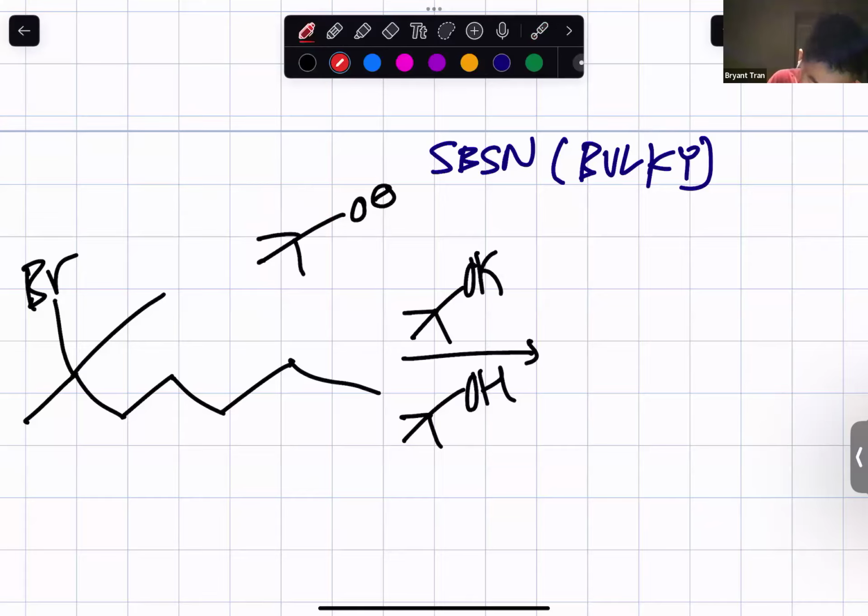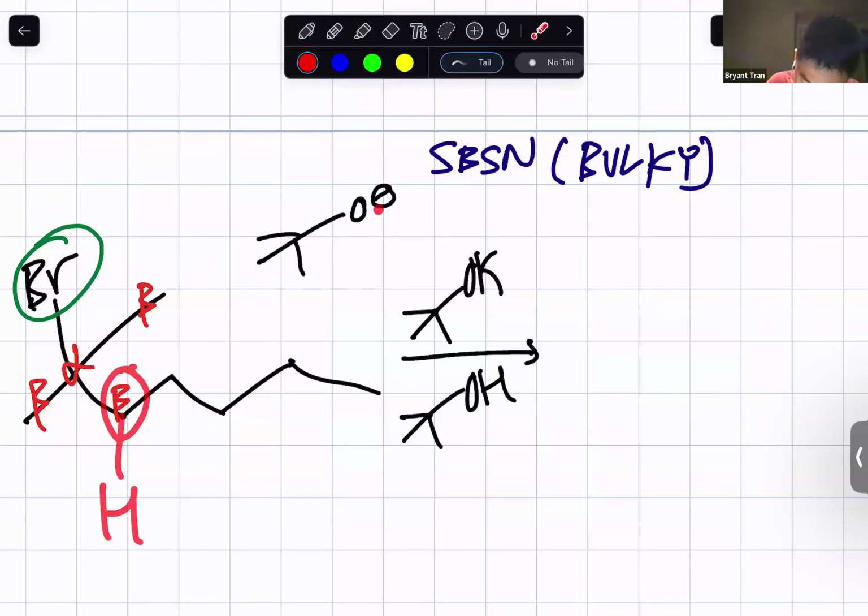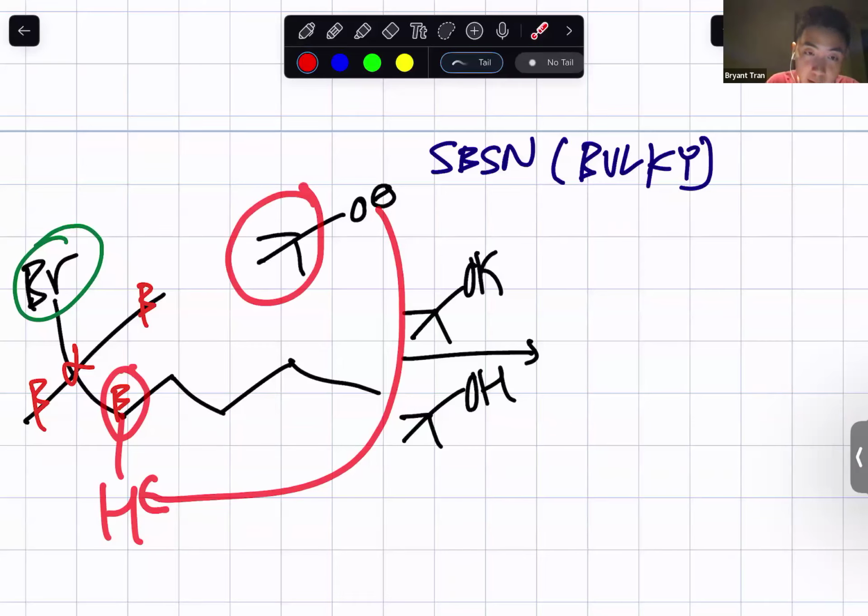So we see that this is the good leaving group. This is the alpha carbon, the first carbon attached to it. And these are the beta carbons right here. In the previous examples, we said that in order to get the more substituted alkene, the more stable alkene, we want the most substituted beta carbon, which is this one right here, right? So it would want to grab that hydrogen right there, but it cannot because it's so crowded. It's too sterically hindered, right?